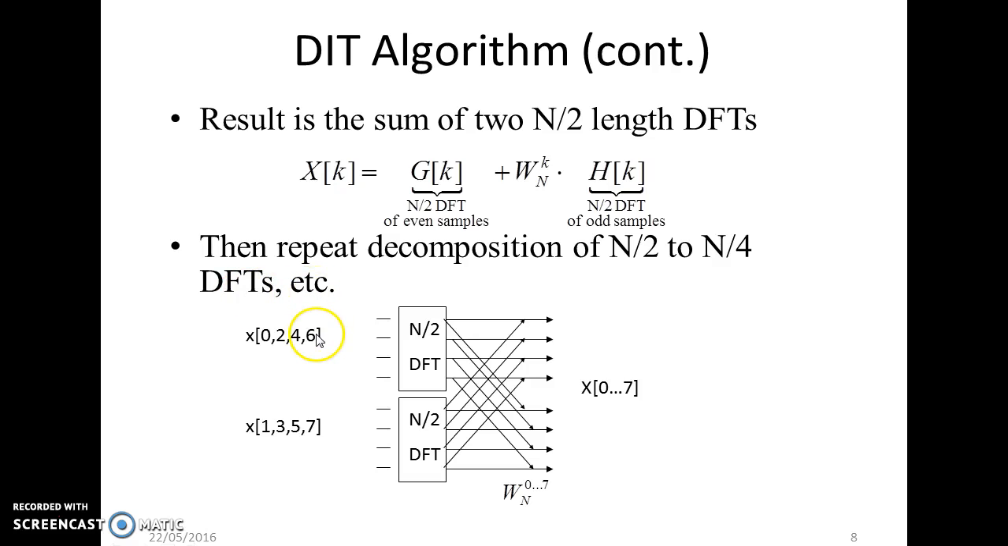So for an 8-point sequence, the final decomposition gives us the even samples, that are x of 0, 2, 4, 6 and the odd samples x of 1, 3, 5, 7. And finally we get the output, that is X of 0, X of 1, X of 2, X of 3, X of 4, X of 5, X of 6 and X of 7.